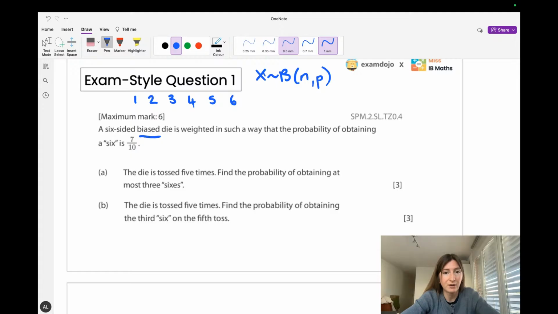So this one, the chance of getting a 6 is not 1 out of 6 like you would expect, but 7 out of 10. So probability is 7 out of 10. I'm just going to write 0.7. All right, and the probability of obtaining a 6, so that is our probability of success. That is our success variable. So x is obtaining a 6.